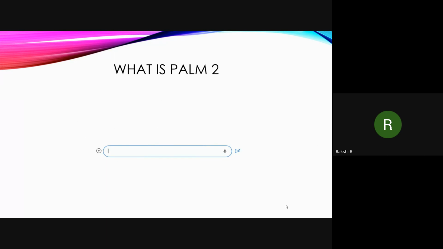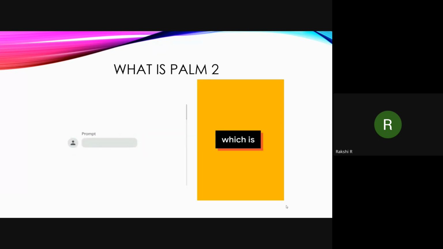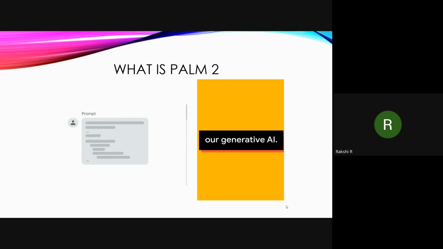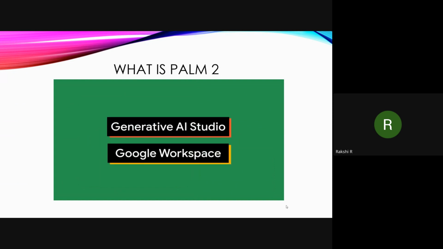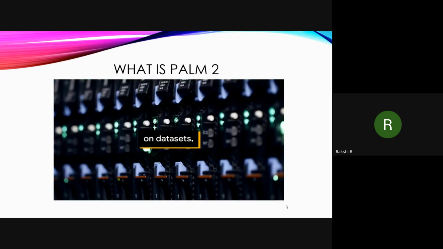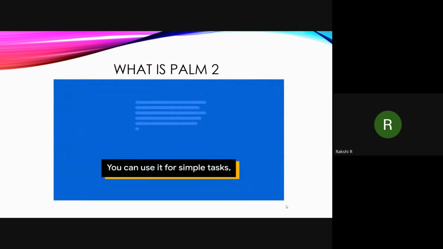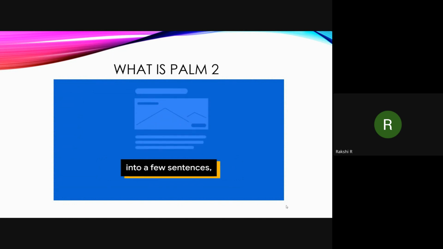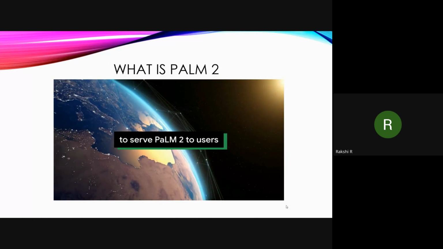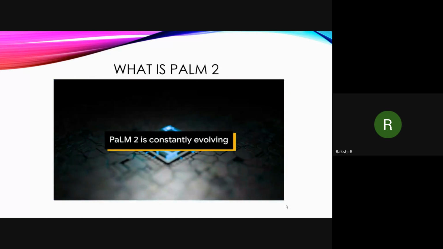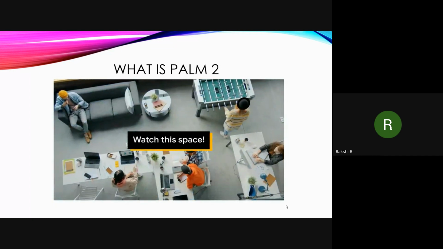So this is a short video on what PaLM 2 is. PaLM 2 is Google's large language model, LLM, which is the underlying technology behind our generative AI. It's the intelligence that powers many of the features you see in products like Generative AI Studio and Google Workspace. PaLM 2 was trained on datasets and excels at advanced reasoning, multilingual translation, and coding capabilities. You can use it for simple tasks, like summarizing long emails into a few sentences, all the way to complex ones like writing code. These smaller models allow us to serve PaLM 2 to users across the globe through our products. PaLM 2 is constantly evolving, and soon will do even more complex tasks. Watch this space.